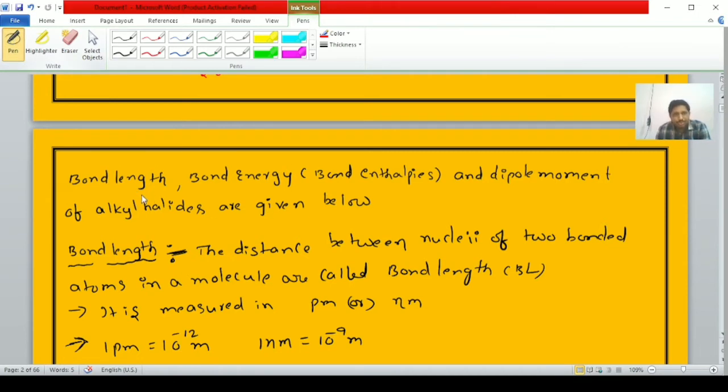Observe the cursor, students. The bond length, bond energy, which is also known as bond enthalpy, and the dipole moment of alkyl halides are given below. The first property we are discussing, students, is bond length.